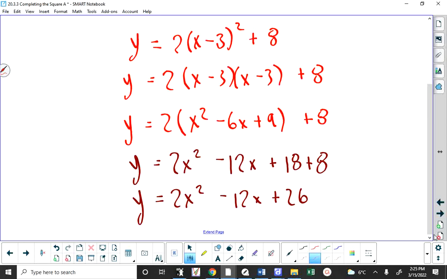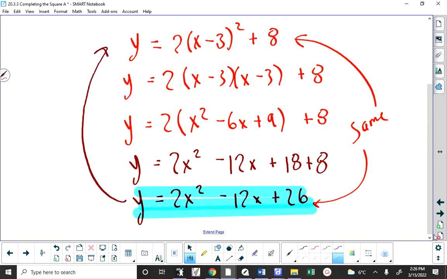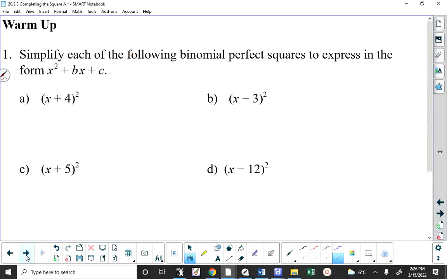It's clear, I hope, that based on the work I just did, these are the same, right? They're the same thing. But if I gave you this one that is highlighted, and I said, where is the vertex? You'd just go, I don't know. That's what we're doing today, learning how to go this way. That's completing the square. All right, but we have a warm-up here because I need you to understand something very important about perfect square trinomials.